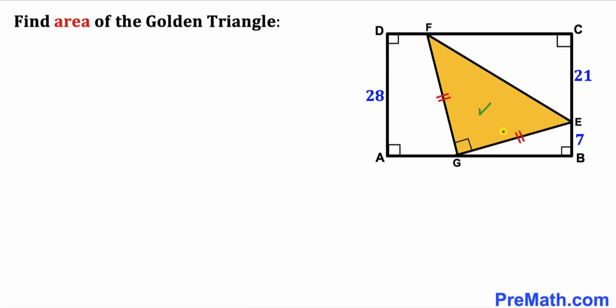In this video, we have this golden triangle EFG fully inscribed in a rectangle ABCD, as you can see in this diagram, such that this golden triangle is an isosceles triangle, since this side length EG equals this side length FG. And moreover, this angle is 90 degrees. Furthermore, this side length of the rectangle AD is 28, whereas this line segment EC is 21, and this line segment EB is 7 units.